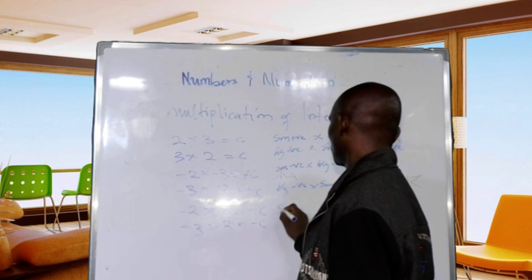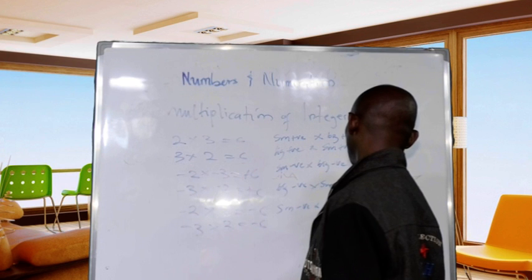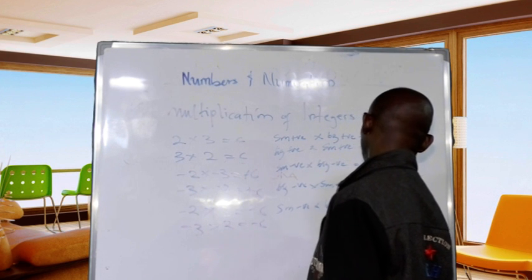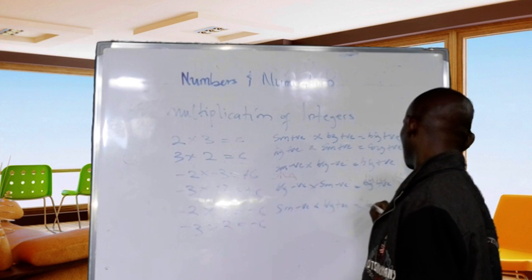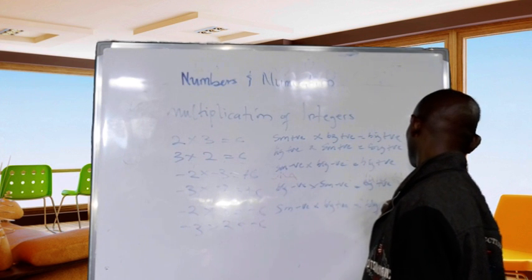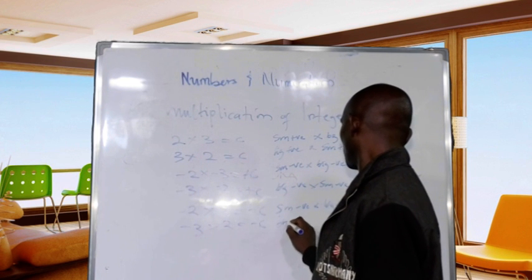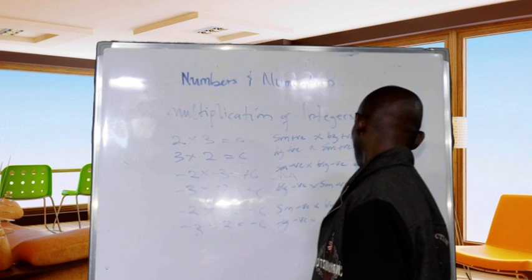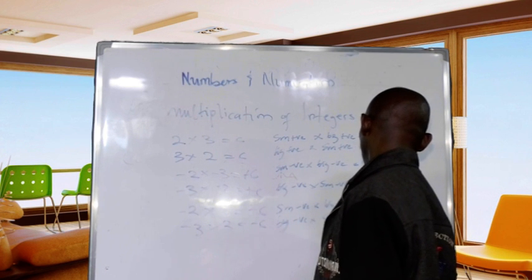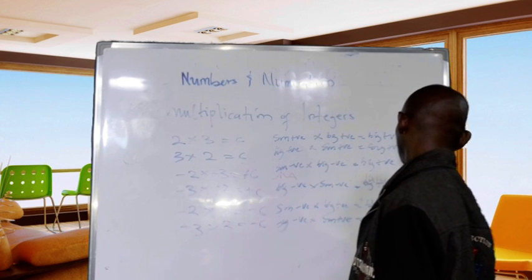Small negative times big positive is still going to give you a negative number. It's still going to give you big negative. Now, big negative times small positive is still going to give you big negative.